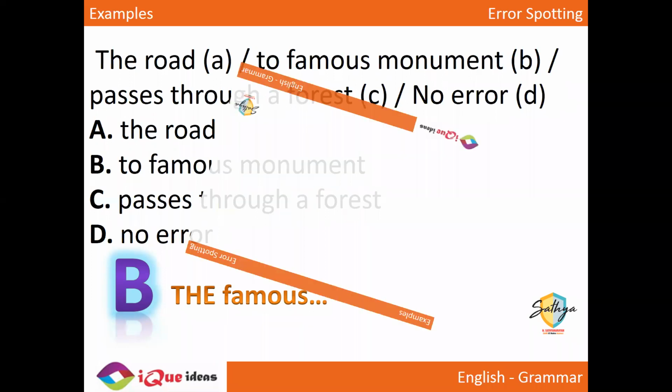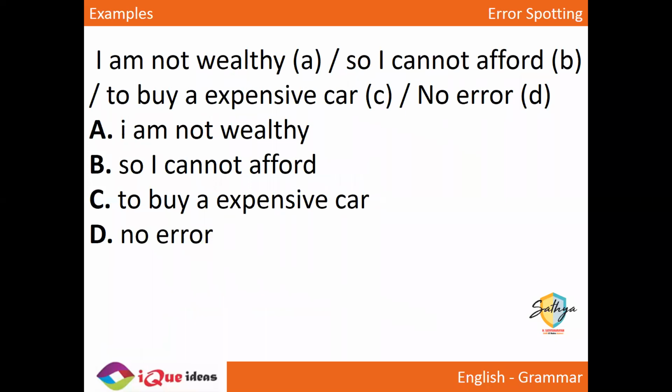Chalo. Next one. I am not wealthy, so I cannot afford to buy an expensive car. This is pretty simple. I think most of us should get it.